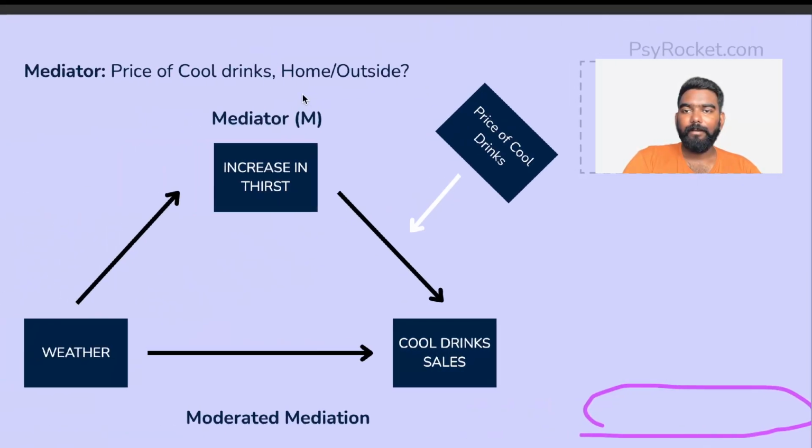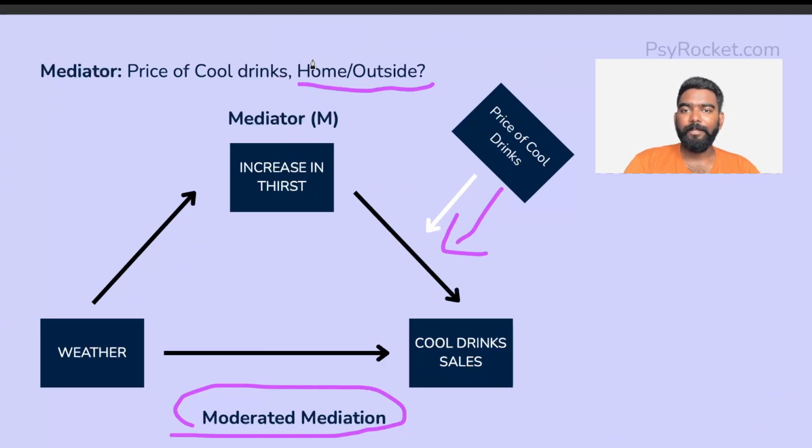Now, let us say an individual might stay either at home or outside during summer. Now this particular moderator, in which direction will it affect, whether it will affect this particular direction, we'll see. There is an increase in temperature in the weather and your thirst will be increased. Tell me if it depends on whether you stay at home or outside. Obviously at home you will feel much less heat, then the thirst will also decrease, which means there will not be much increase in your thirst. And if you're staying outside, obviously it will affect your thirst.